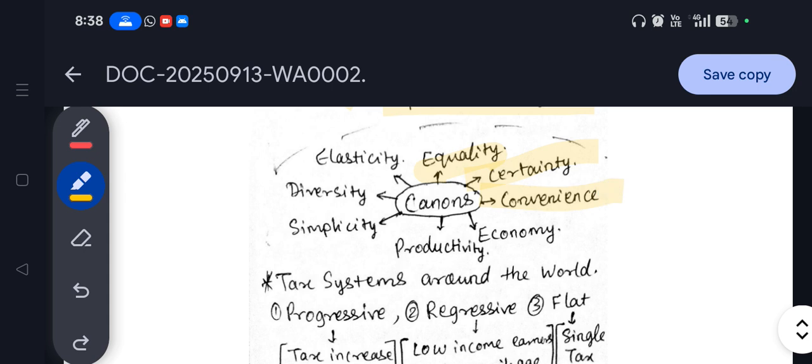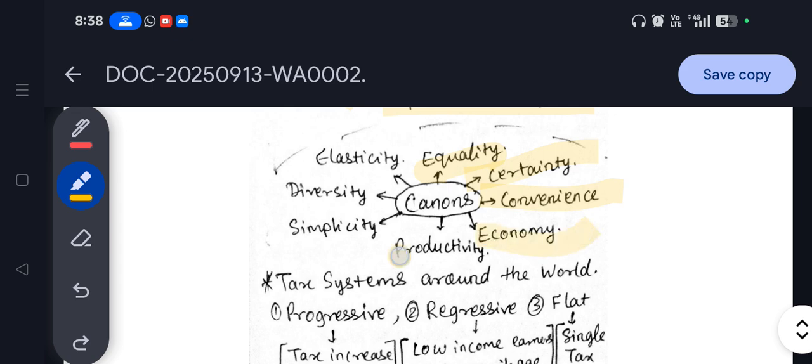Canon of convenience. The tax collection should be convenient, it should not burden the common taxpayer. If it is burdensome, then no one will be paying tax, right? And this concept, tax should be certain. It means what? It should be certain. If income is generated, then you have to collect the tax, calculated properly.